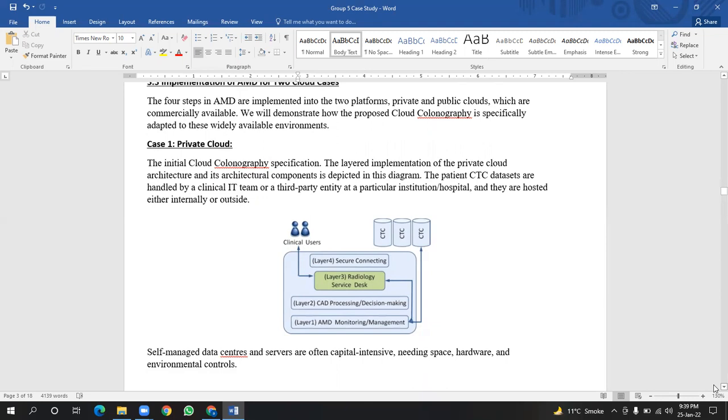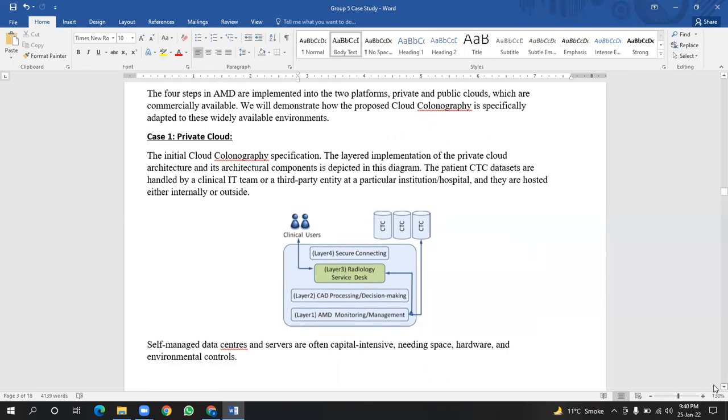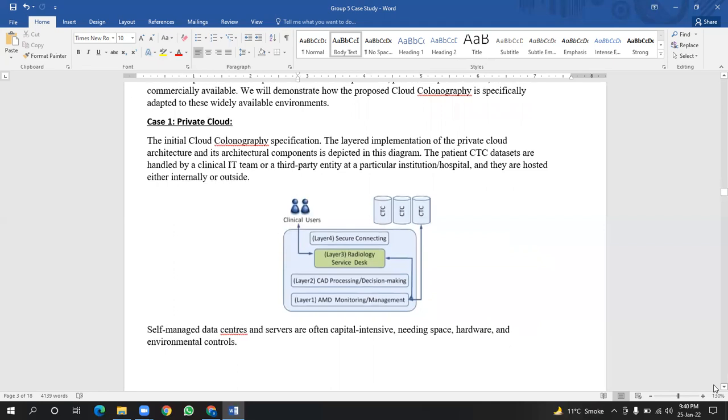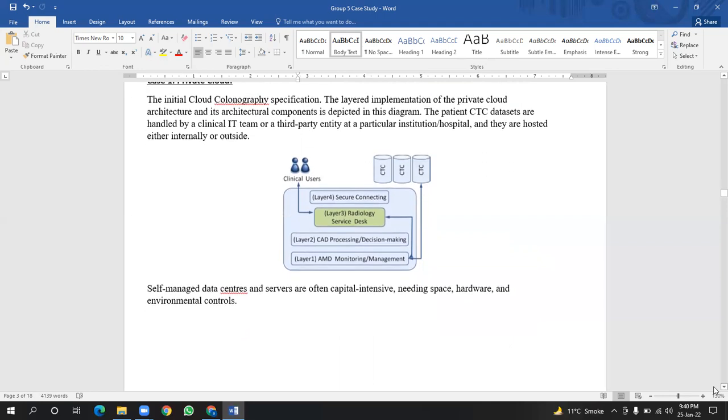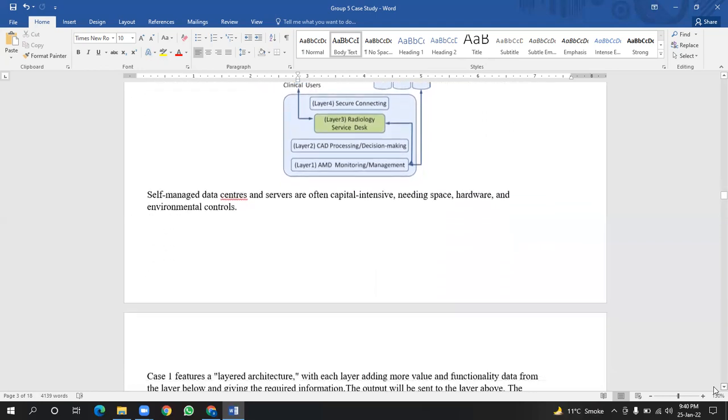The patient CT datasets are handled by the clinical IT team or a third-party entity at a particular institution or hospital, and they are hosted either internally or outside. As you see in the diagram, there are four layers: AMD monitoring management, CAD processing, layer 3 radiology service desk, and the fourth is secure connecting. Self-managed data centers and servers are often capital intensive, needing space and hardware environments.